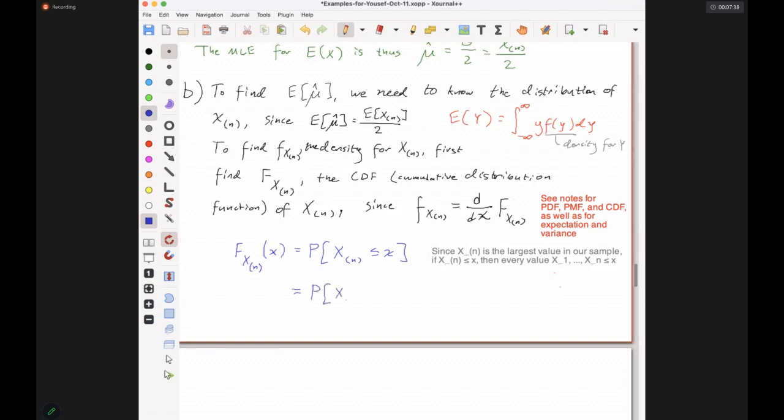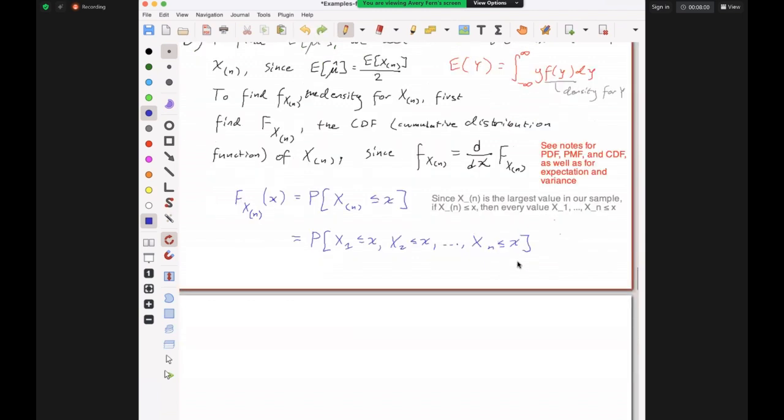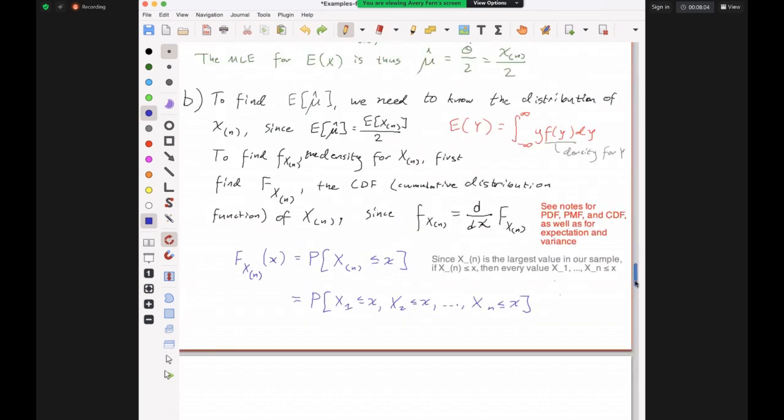This is the probability that x1 is less than or equal to x, x2 is less than or equal to x, all the way up to xn is less than or equal to x. And remember here that this x parentheses n is the sample maximum, but this xn is just the nth value in our sample, in whatever the order of the data.